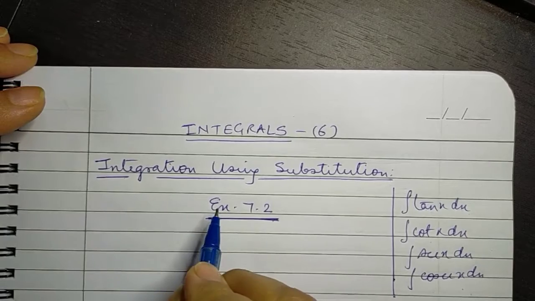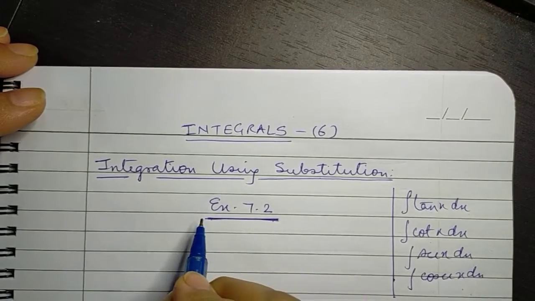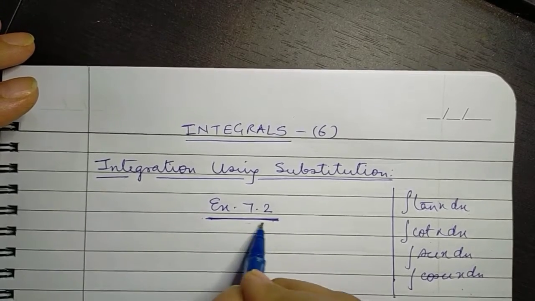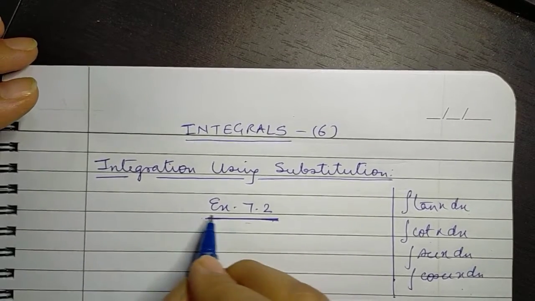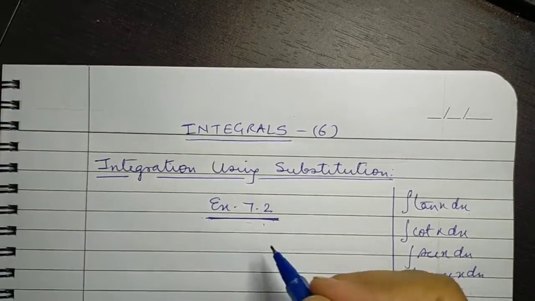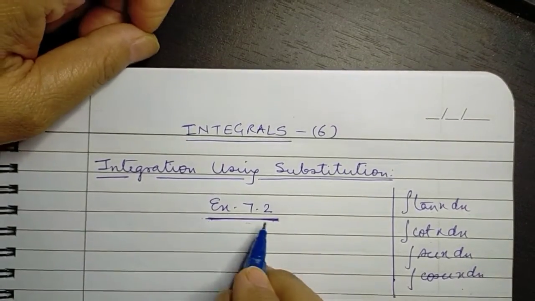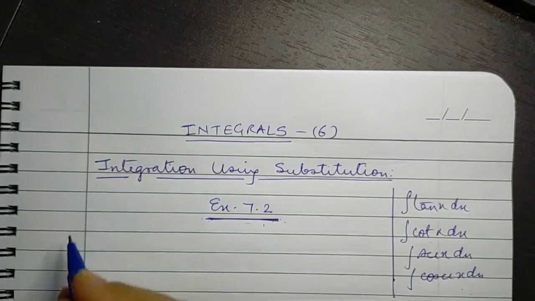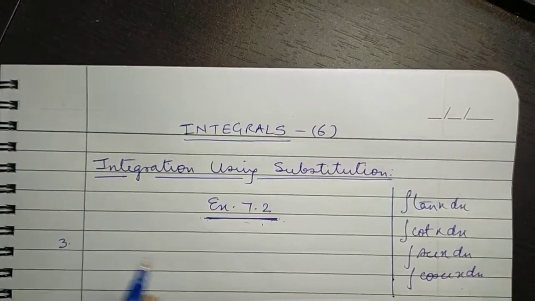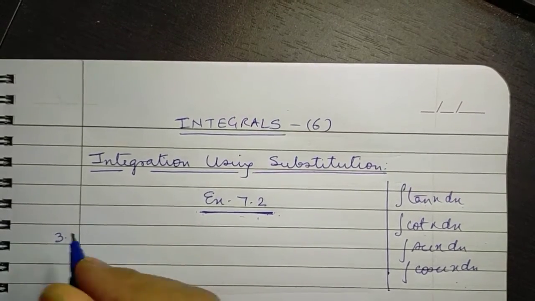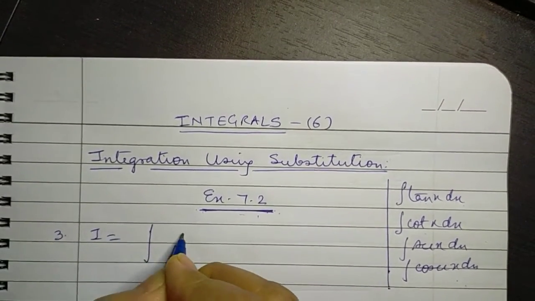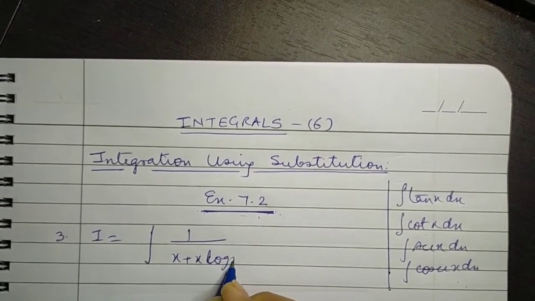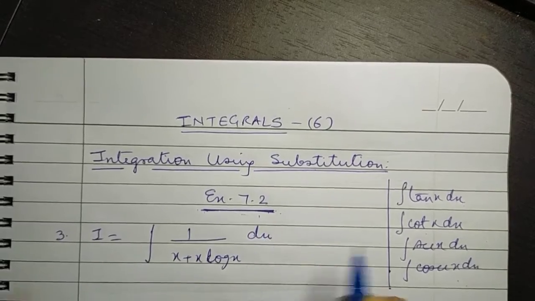We will first have to look at that function whose derivative is a part of the numerator which comes in product with dx, and that's how we make the substitution. So let's see how. Question number 3. First and second we have already discussed in the previous one. Question number 3 says 1 upon x plus x log x into dx.